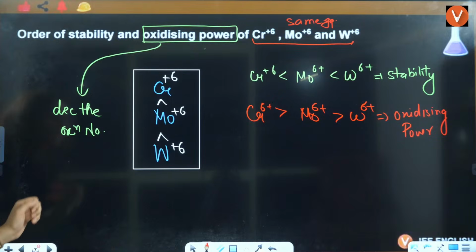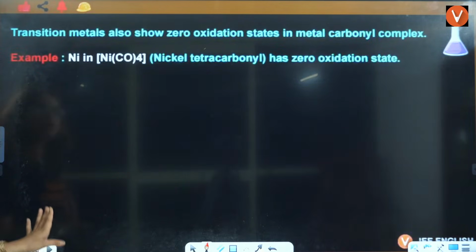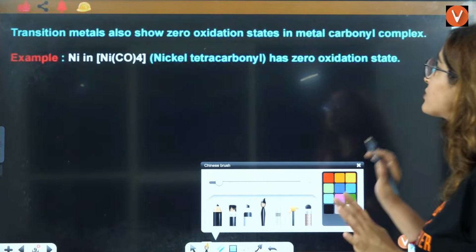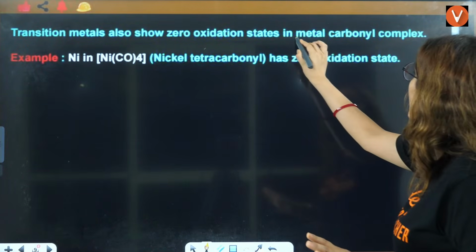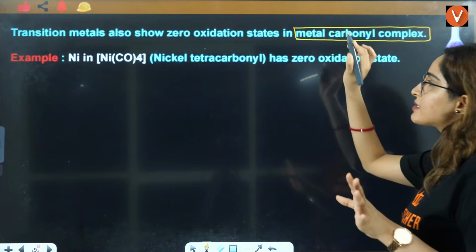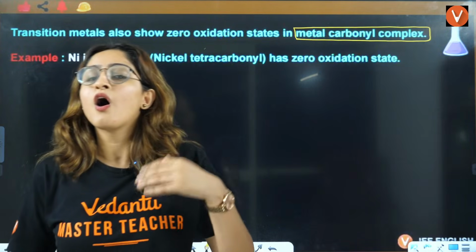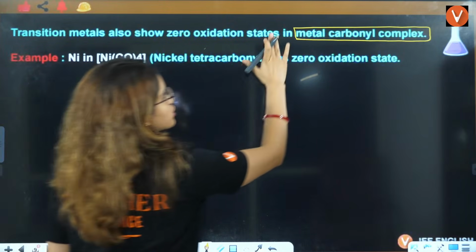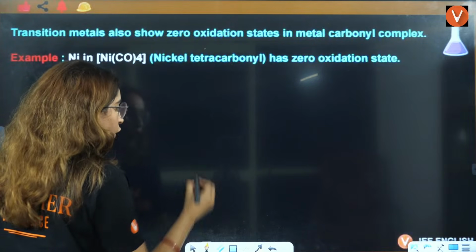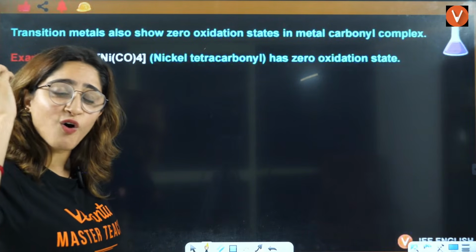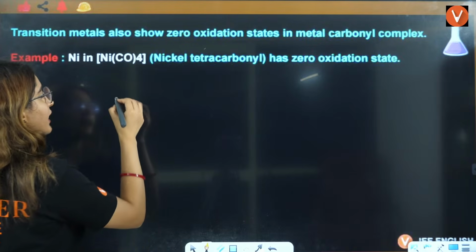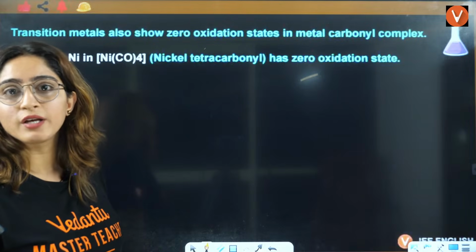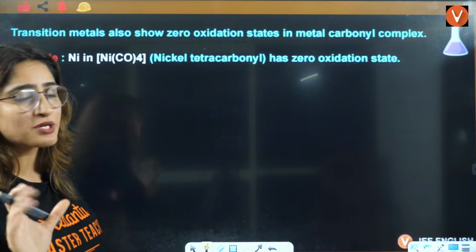Everybody clear? Now, let's do the next thing, that is transition metals also show zero oxidation state in metal carbonyl complexes. Now, this is another question that they can ask you. Why do the metals show zero oxidation state? For this, these all are exact lines from your NCERT, right? So, this we will see in detail in coordination chemistry, right?